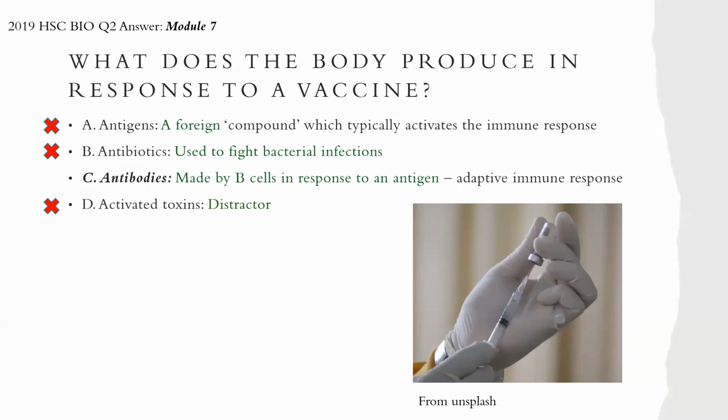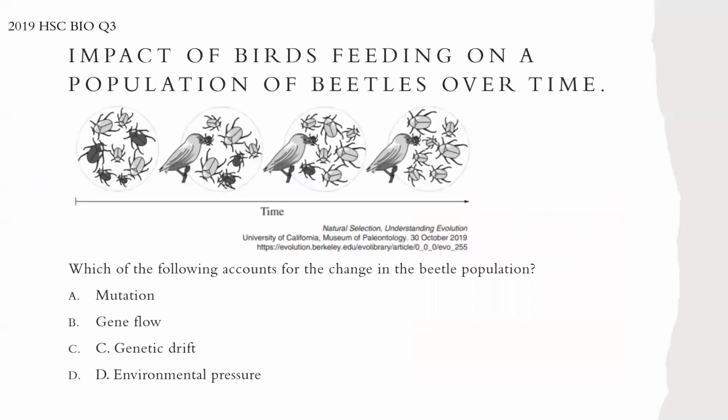And option D is actually just going to be a distractor. So our body has an adaptive immune response, and this is actually what's creating a response to a vaccine. So when you're given a vaccine, you're going to have B cells, which will produce antibodies. So this is a 1-star difficulty question from module 7.